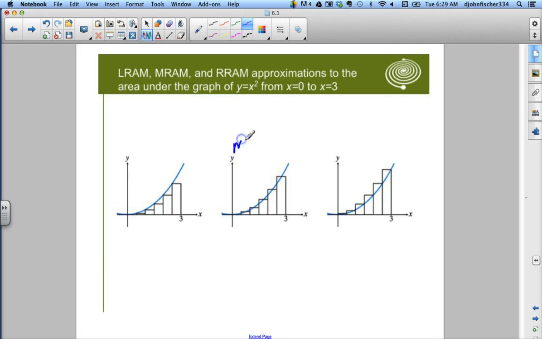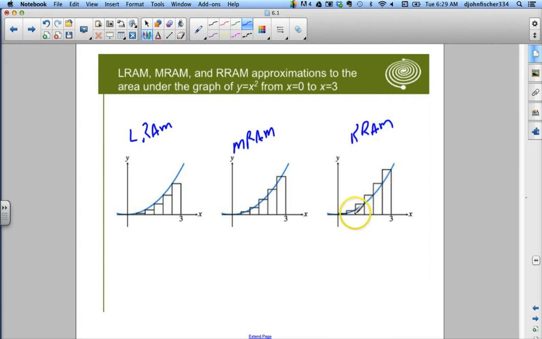There's MRAM. This is MRAM, and I call it middle RAM, midpoints. Notice when we draw it up to the midpoint, it might be a little bit too much in some areas, and a little bit less in others. It loses some and gains some. They offset, but it's still probably off a little bit. And this is LRAM over here. And this is RRAM.